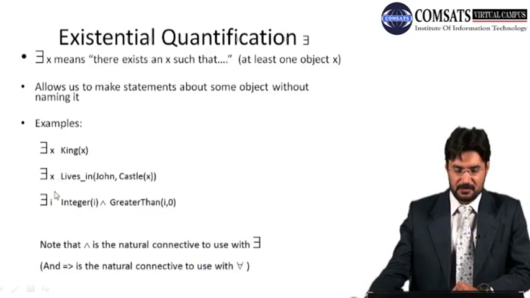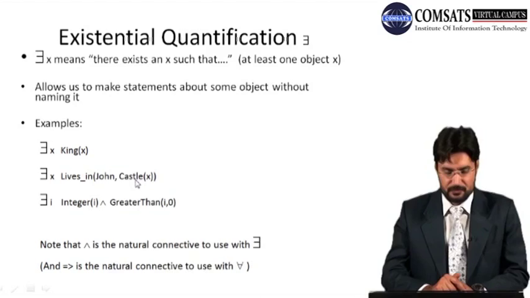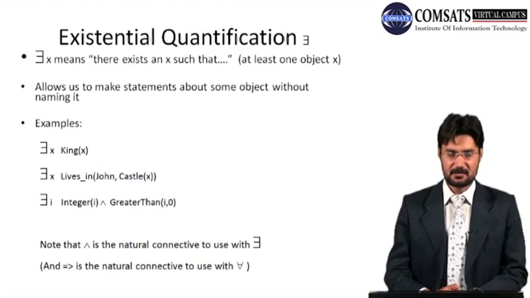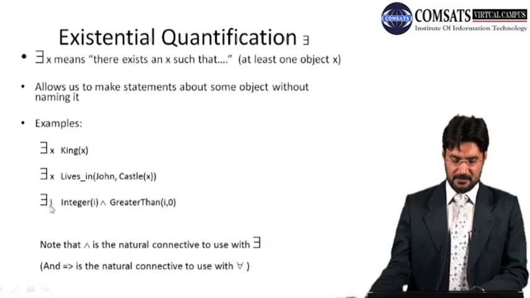There exists X, LivesIn(John, Castle). So if there is a person John, he can also live in a castle, so John can live in a castle. In the case of integers, there exists an integer I that is greater than 0. So for sure there exists some.